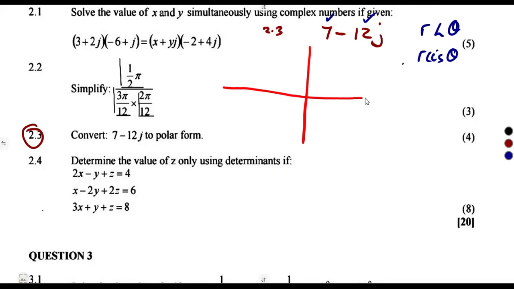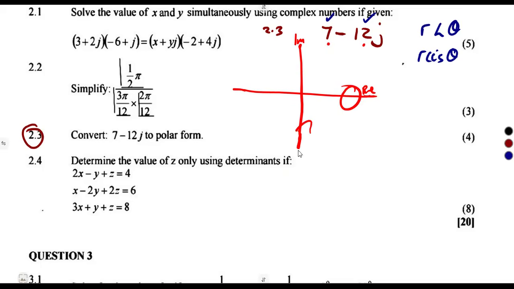All right, so on our Argand diagram, remember, this is our real, and this is our imaginary. The real is positive, and the imaginary is what? Negative. That is what we have here. The real being positive, the imaginary negative. So which side? Real positive, imaginary negative. So we're going to have this in the fourth quadrant. That's where we have our real part being positive, then the imaginary being negative. So that is where we have our minus 12j, this side.